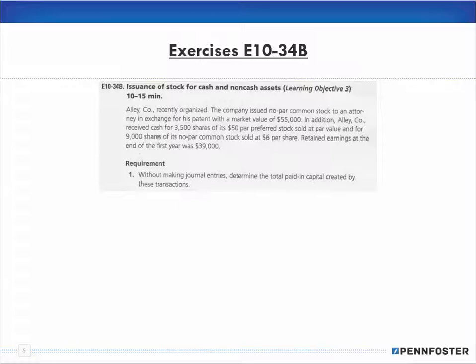All right, 34. Issuance of stock for cash and non-cash assets. Ali Company recently organized. The company issued no par stock to an attorney in exchange for his patent with a market value of $55,000.